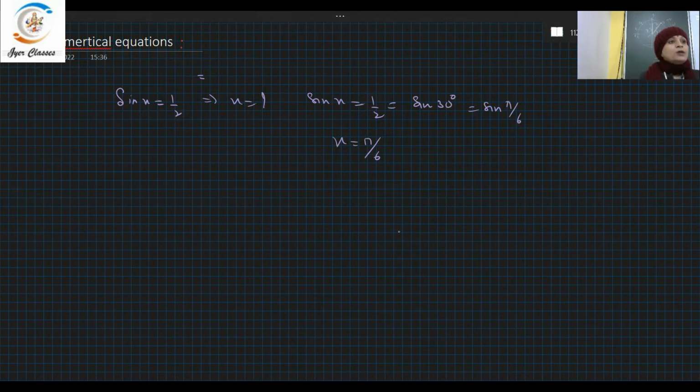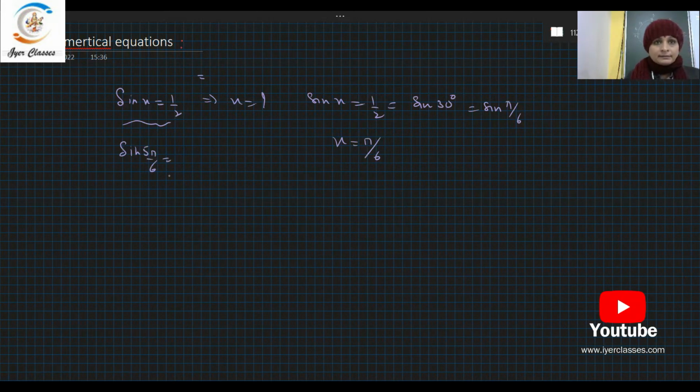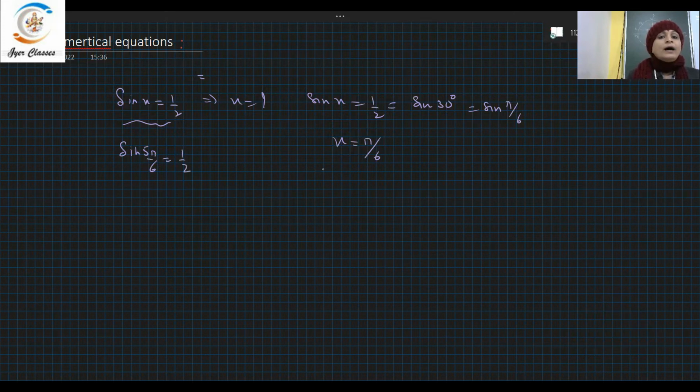Now, it is not one single solution, because it is not only pi by 6 which gives you the value of sine x is equal to half. What about sine 5 pi by 6? Sine of 180 minus theta is also equal to sine theta, na? So that is also equal to half. इसका मतलब x की दूसरी वैल्यू 5 pi by 6 आ जाती है, and so on.